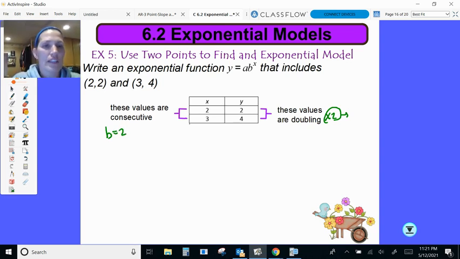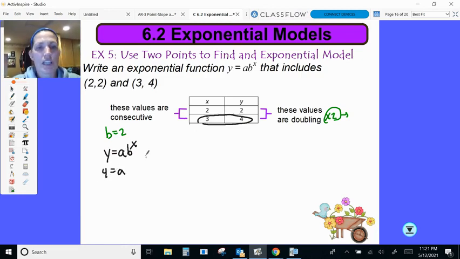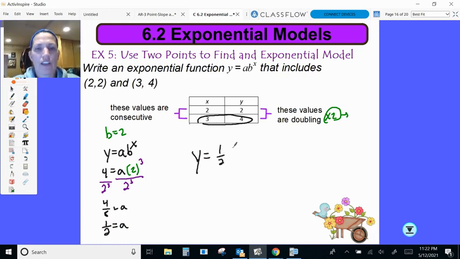Same thing again, I'm going to take y equals a times b to the x. And I can take just one of these points here. We can take this one and go 4 equals a times b, which is 2, to the x power, to the 3rd power. So divide by 2 to the 3rd, which is basically 4 over 8 equals a, which is 1/2 equals a. Now I can rewrite y equals 1/2 times my b, which is 2, to the x power.